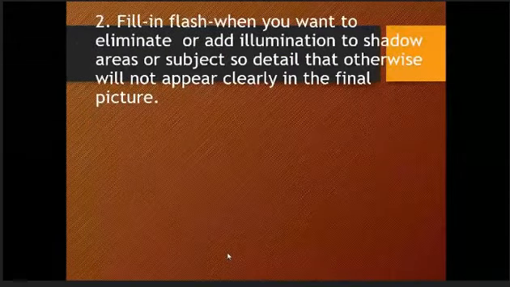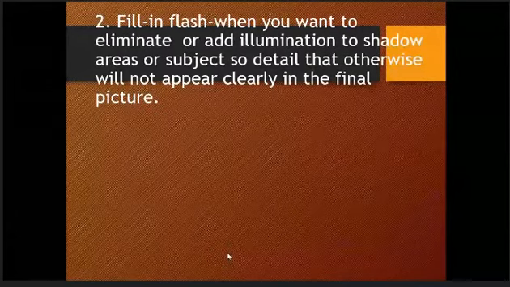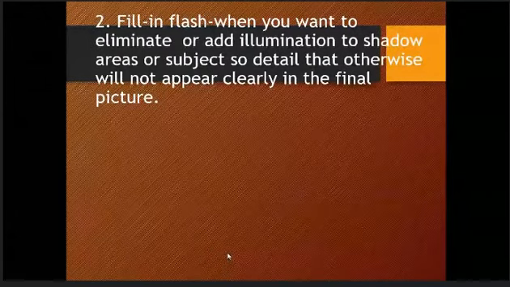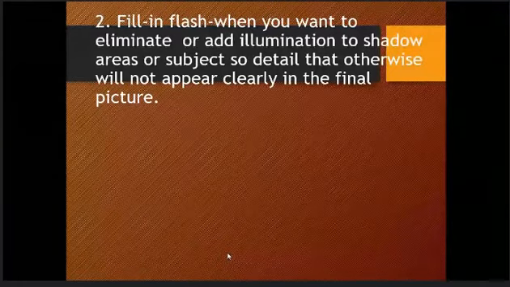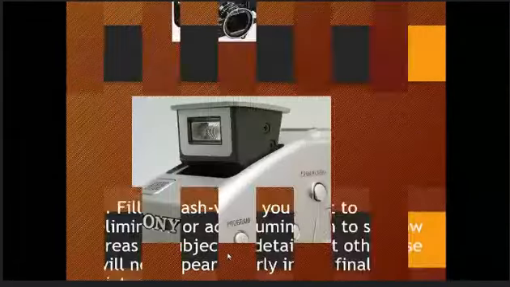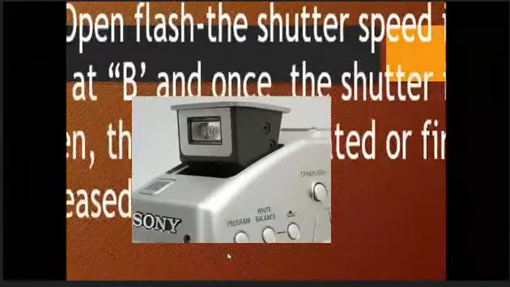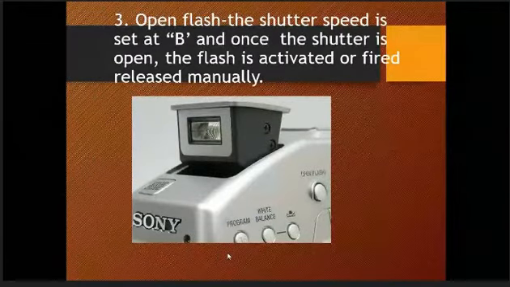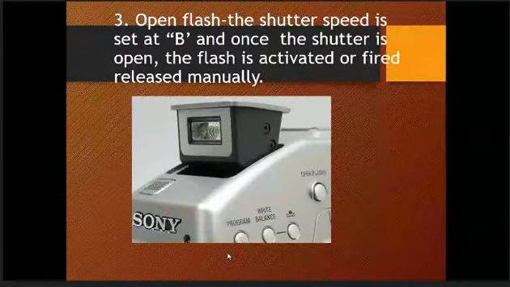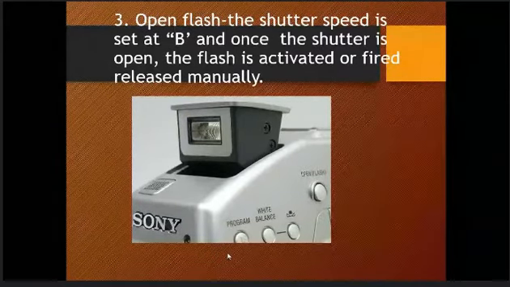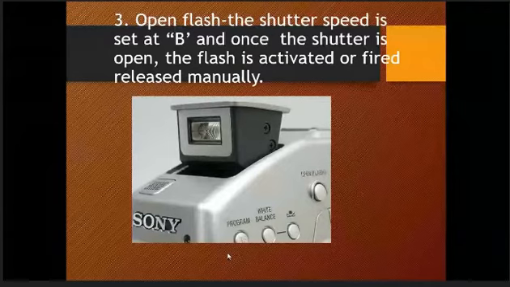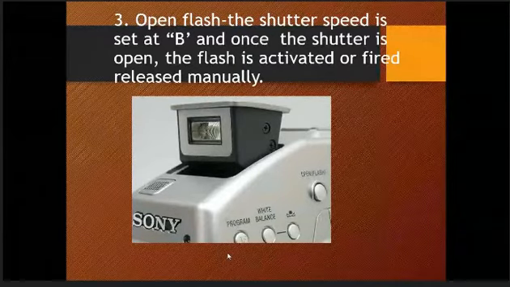Naputay gitawag ng fill-in flash to eliminate or add illumination to shadow areas or objects so detailed than otherwise will not appear clearly in the final picture. Naputay gitawag nga open flash. No, the shutter speed is set at B and once the shutter is open, no, gitawag nato siya diha, no? The flash is activated or fired, released manually.